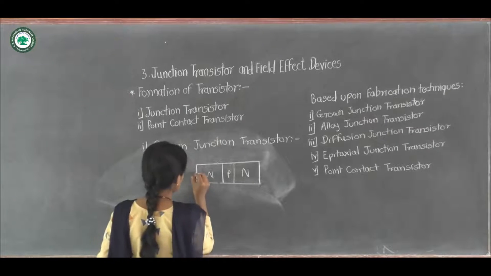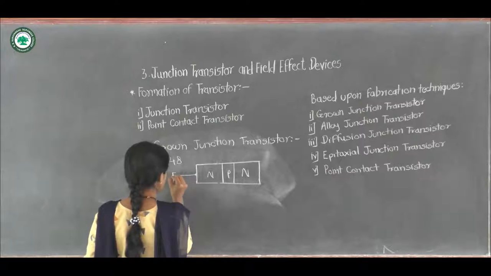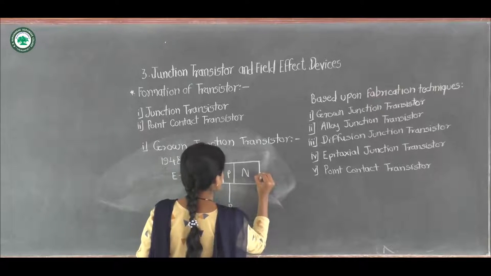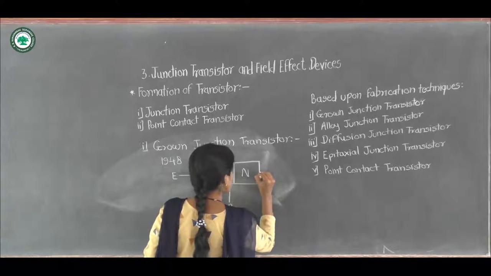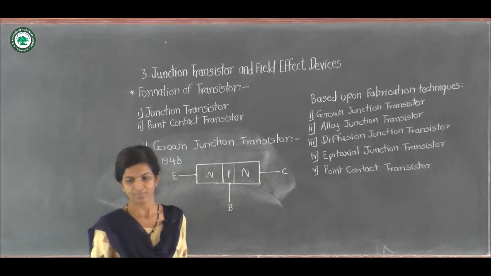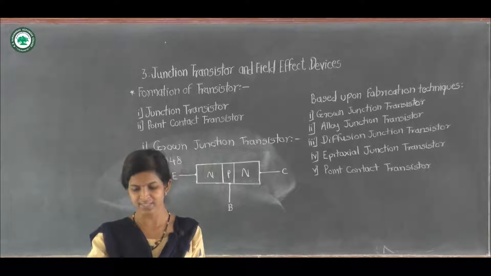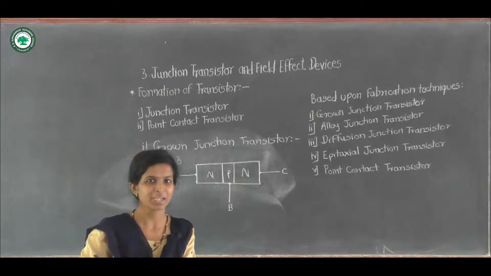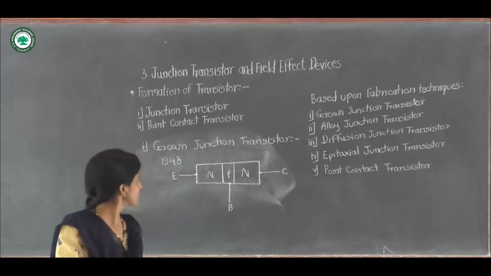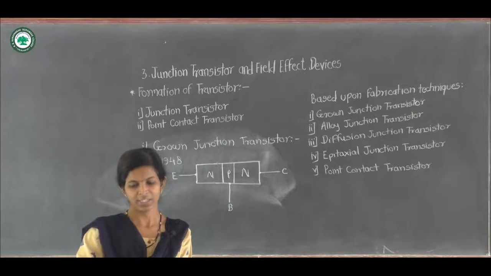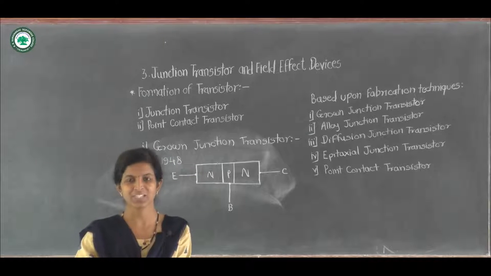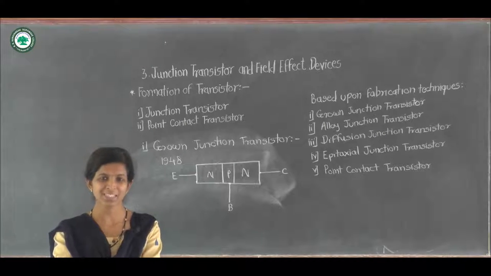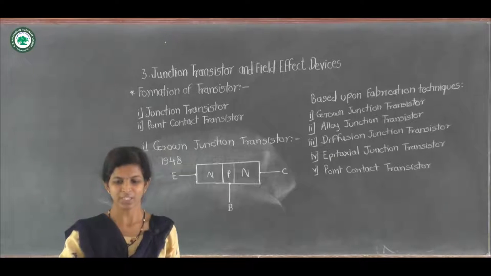So this forms the emitter of the transistor, this forms the base of the transistor, and this N region forms the collector of the transistor. The NPN grown junction transistor is made up of a single crystal of semiconductor material, that is either silicon or germanium. The impurity concentration of this semiconductor material is changed during the crystal growing operation by adding n-type or p-type atoms as per requirement. So this is all about the grown junction transistor.